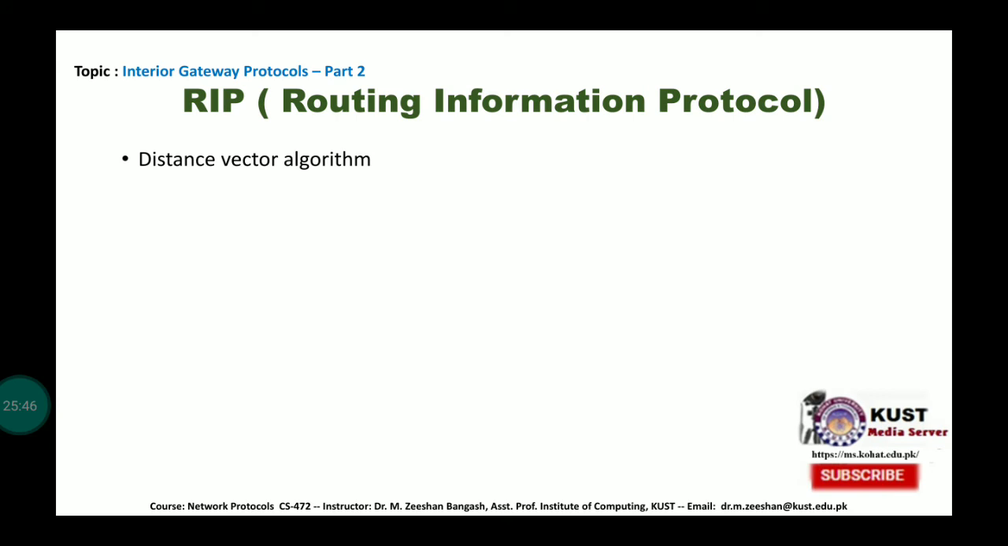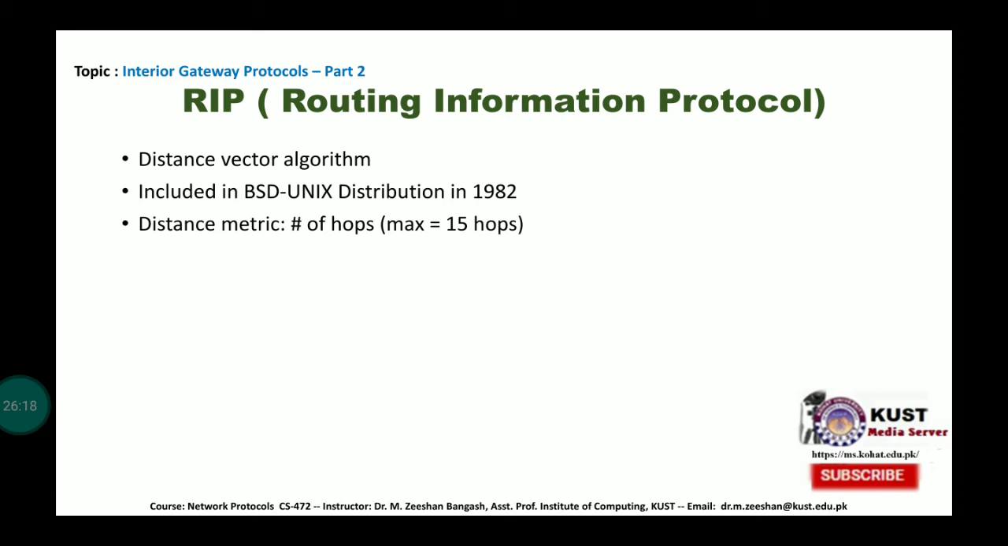Now, RIP works as a distance vector algorithm, and we talked about this distance vector algorithm in our previous session, and it was included in the BSD Unix distribution in 1982. So it's general basic information about RIP. We just want to review. We already talked about it when we discussed the distance vector algorithm operations. And the distance metric for RIP is 15 hop counts. So it works up to 15 hop counts.